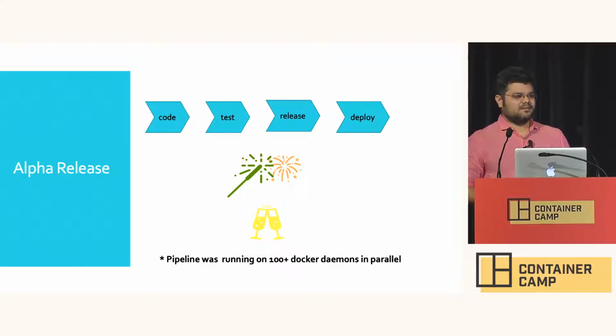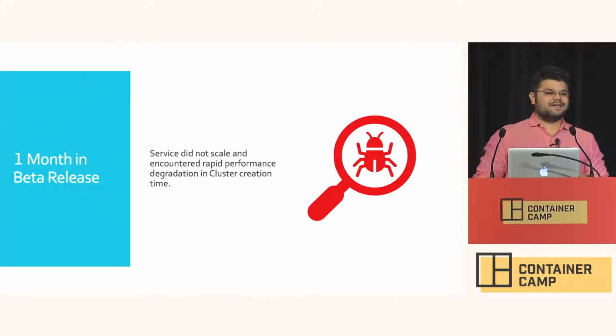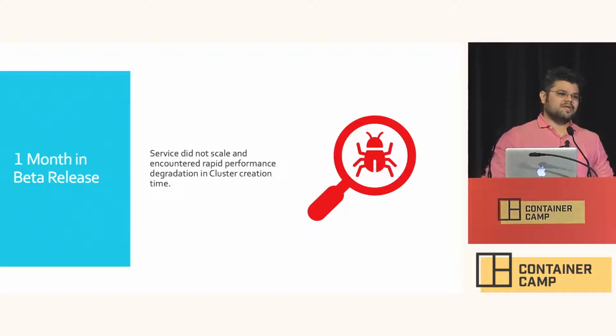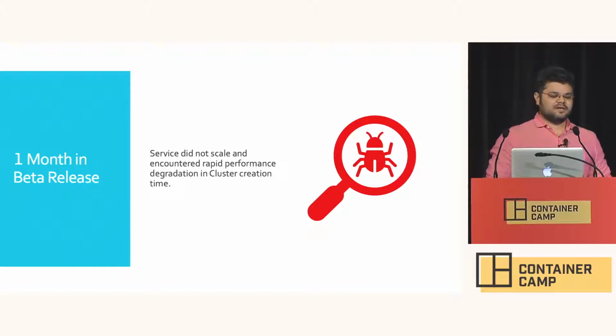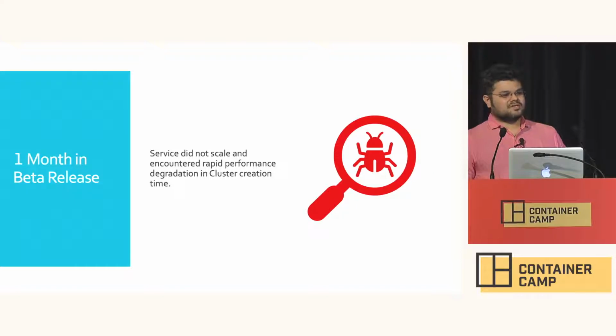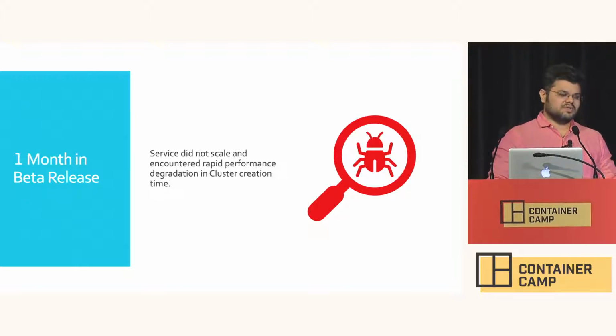We were getting enough load, and everything was working fine, and our beta release was going well. And suddenly in the middle of the night, I get paged that something has gone wrong, and four of us got together to debug what the issue was. We dug a little and found that our service was not scaling up and we were seeing performance degradation. The cluster which used to come up within minutes was taking a lot of time, and it was not able to scale once we went beyond 1000 plus Docker daemons.